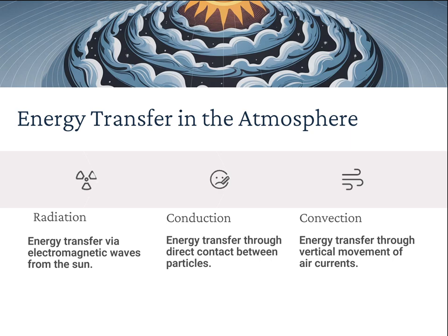Convection happens in fluids, like air or water. It's the movement of heat by flowing materials. Warm fluid rises and cooler fluid sinks, creating a cycle. This movement is especially important in Earth's atmosphere. It helps distribute thermal energy from the surface upward. Together, these three processes regulate temperature and help drive weather.